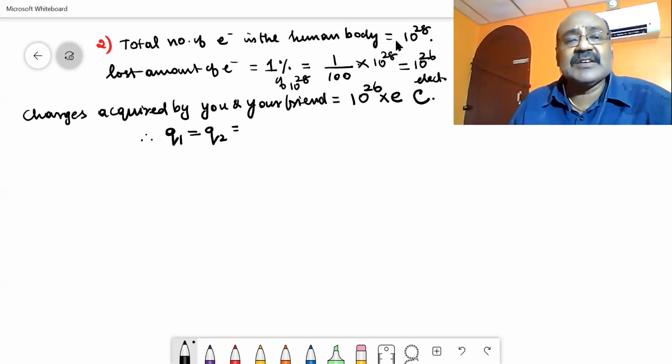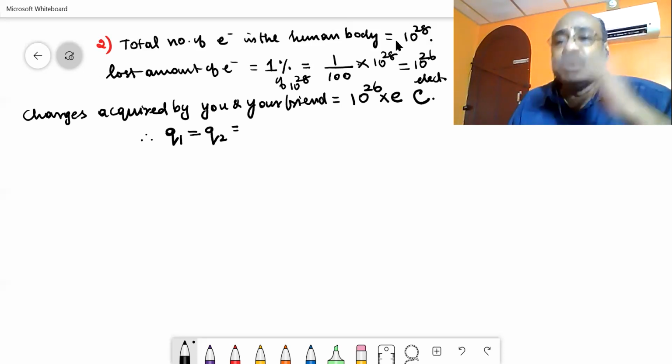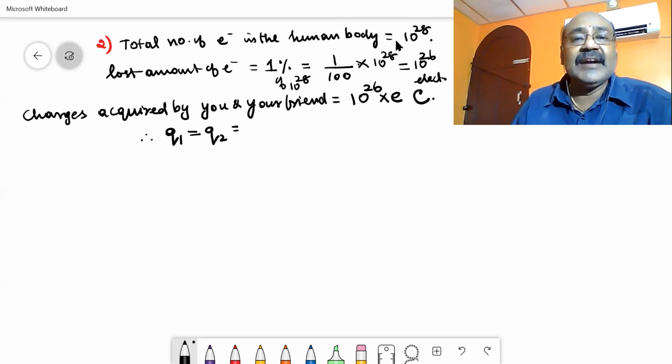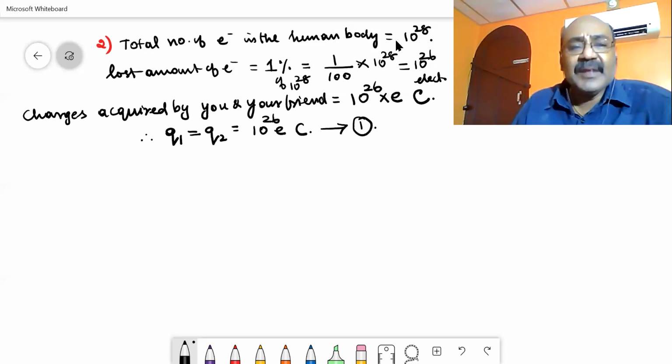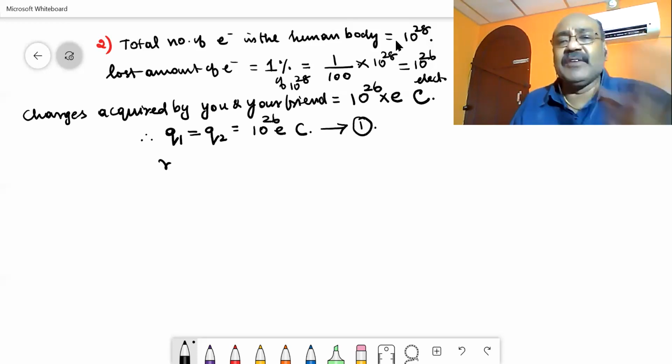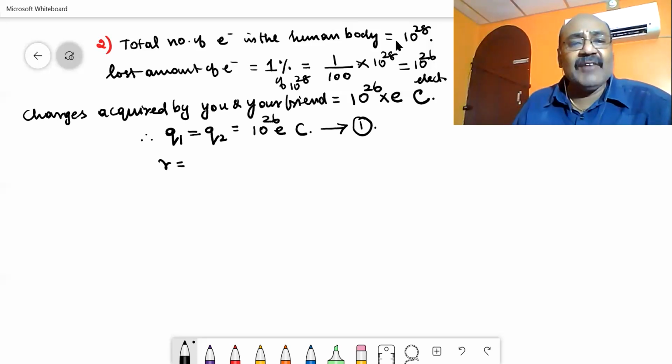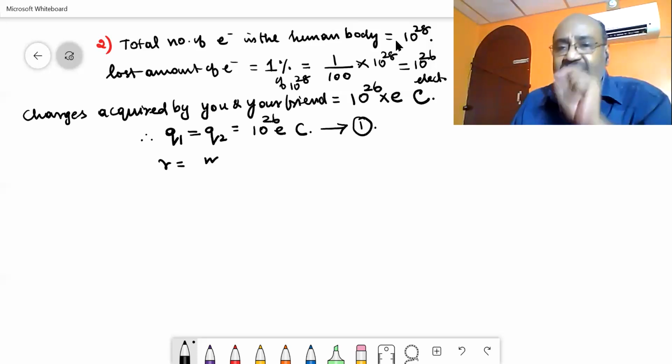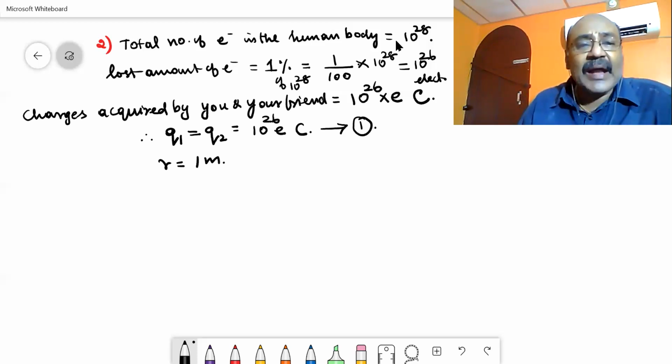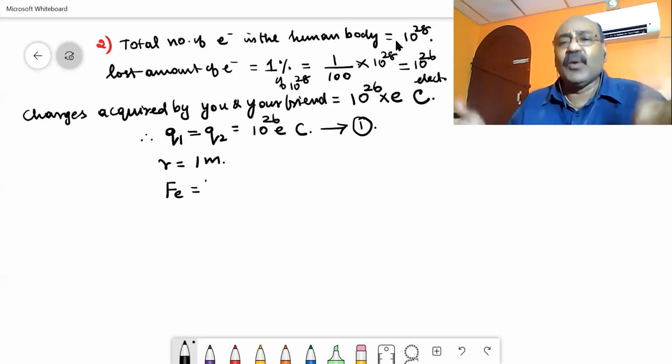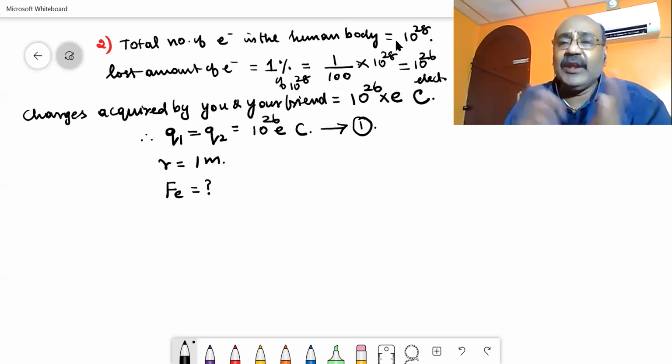The amount of charge developed due to the losing of electrons is 10 to the power of 26 E coulombs. Let us consider this as equation number 1. What is asked? The distance of separation between you and your friend is equal to 1 meter. If that is the case, you are asked to calculate the electrostatic force of repulsion available between you and your friend. That was the question asked.